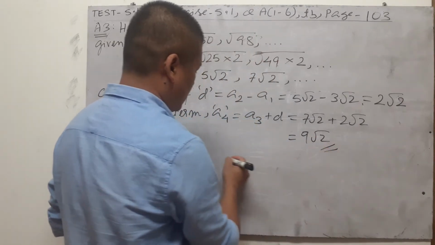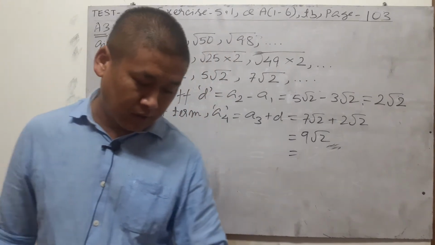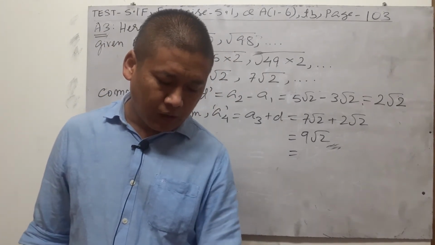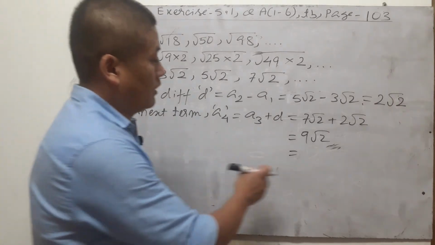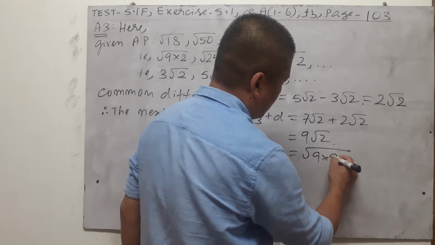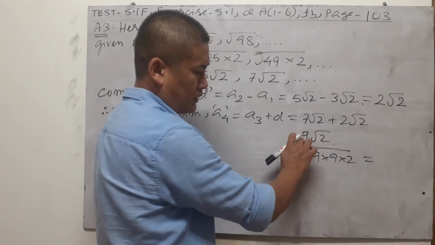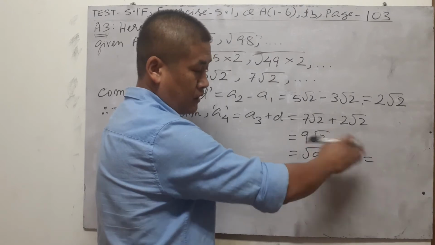So that is our answer. But the choice is given in the form of everything inside the root. So this outside 9 can be brought inside this root by making it double, as you know by now. Double will go out of the root as single. Single will come inside the root, making double, right?